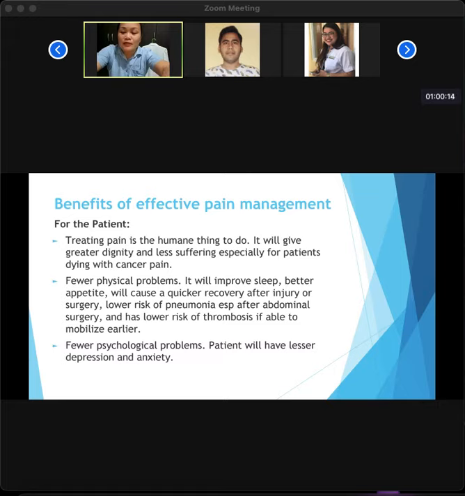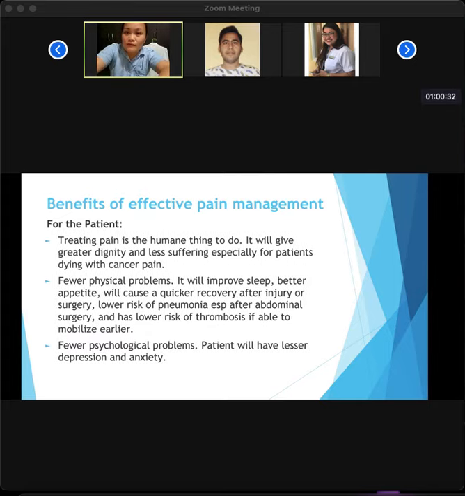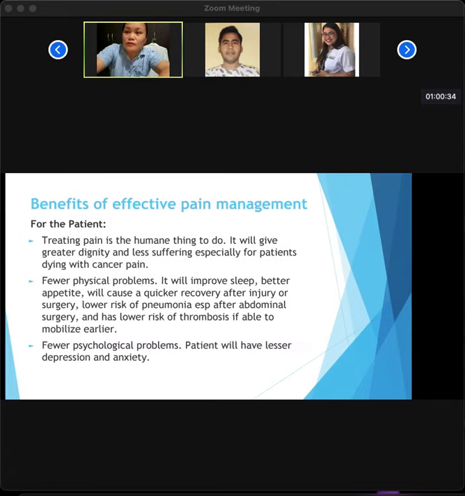The patient will not be just lying down or just staying at home. If he is pain-free, then the patient is comfortable walking outside and doing his chores. Okay, that's the importance of pain management.